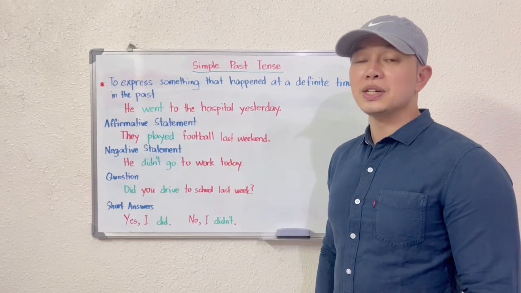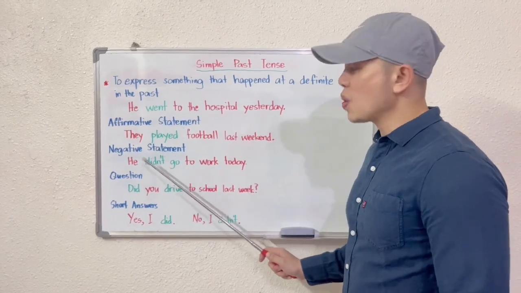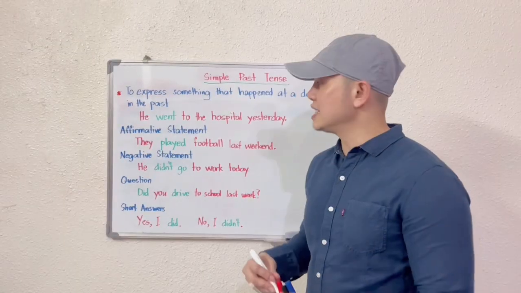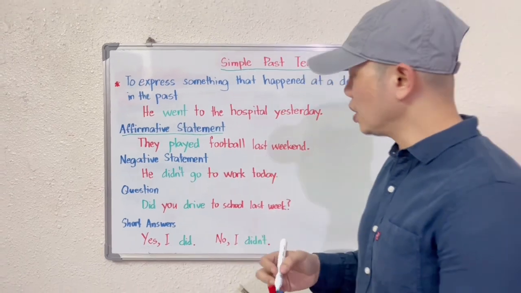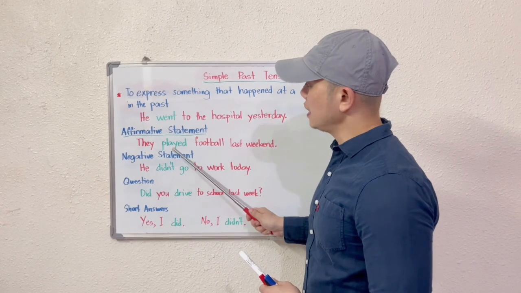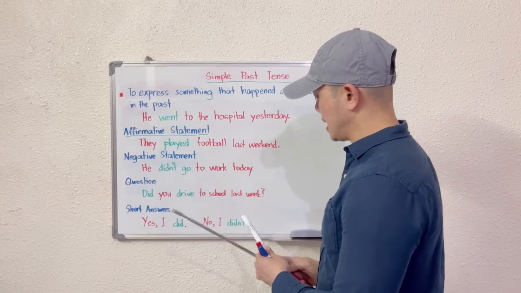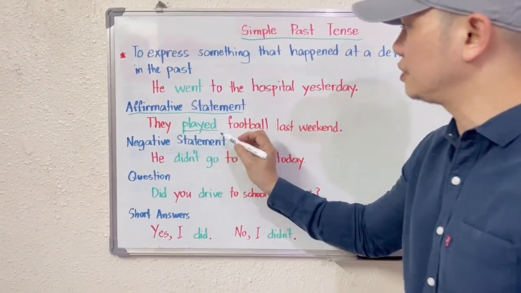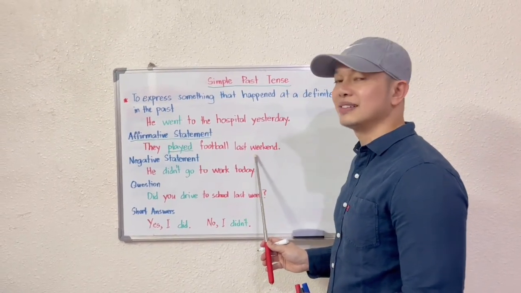Now let's proceed to how to make affirmative statement, negative statement, question, and short answers. First is with affirmative statements. Of course, you are going to use the past form of the verb. Like in this sample sentence, they played football last weekend. In here, we use played, the past form of the verb play. And the time reference you have here is last weekend.